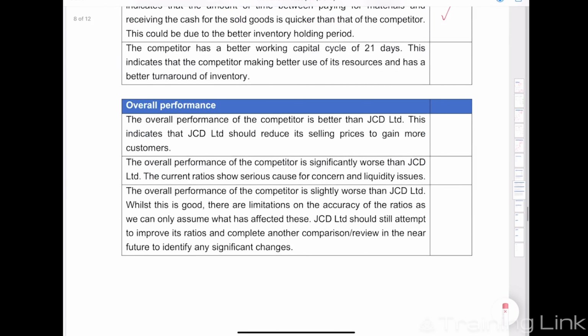So let's hope the third option is correct. The overall performance of the competitor is slightly worse than JCD, which it is. Whilst this is good, there are limitations on the accuracy of the ratios, as we can only assume what has affected these. Absolutely true. JCD Limited should still attempt to improve its ratios and complete another comparison review in the near future. Well, that would be correct.